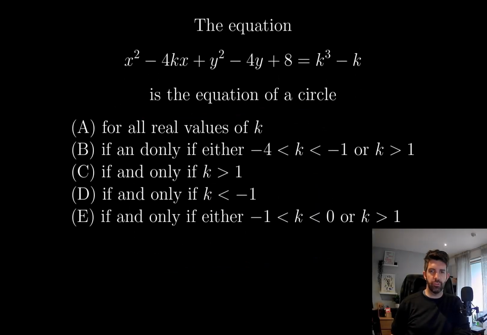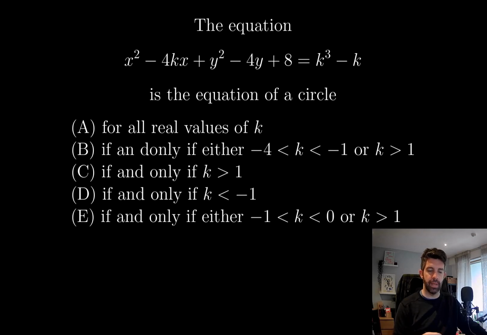The equation x squared minus 4kx plus y squared minus 4y plus 8 equals k cubed minus k is the equation of a circle, okay, for which values of k. All right. So my thought here is we need to do a couple things. One is we need to put everything that depends on x and y into the correct form for the equation of a circle.